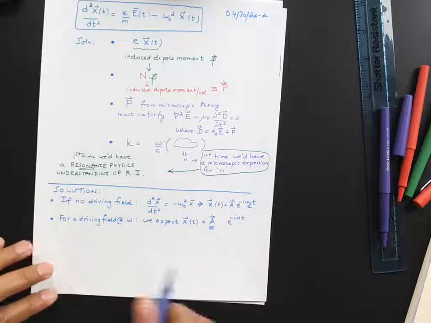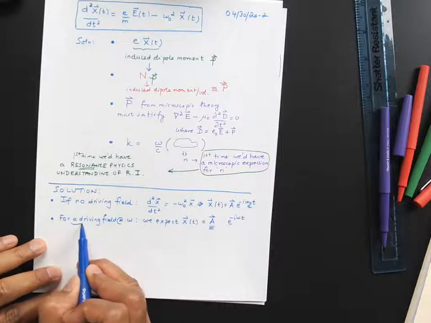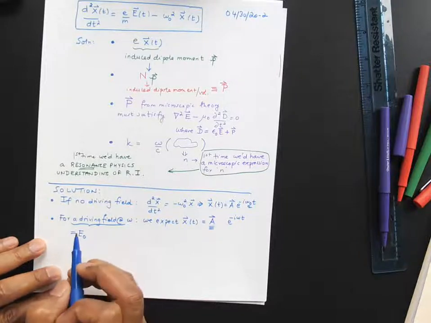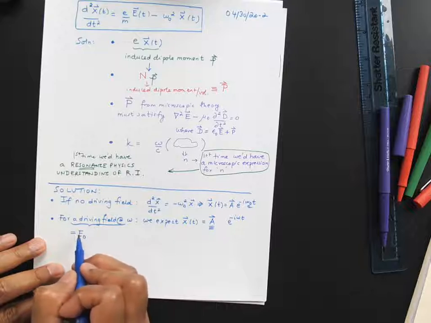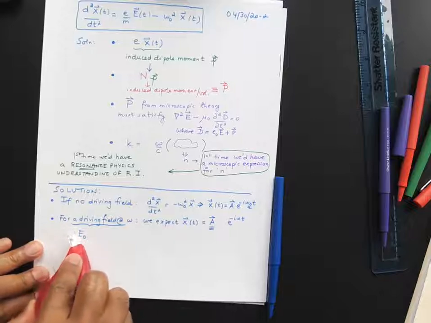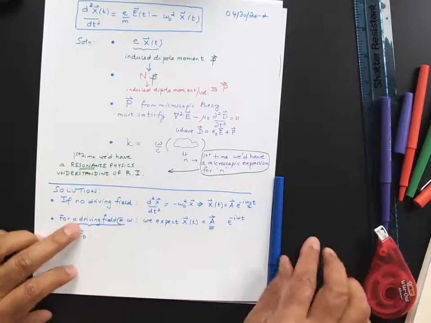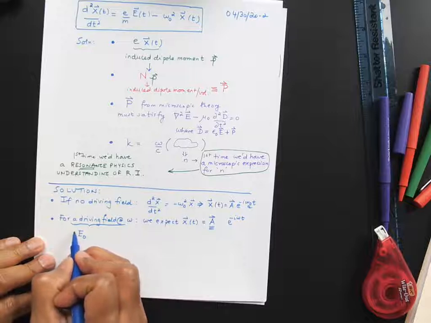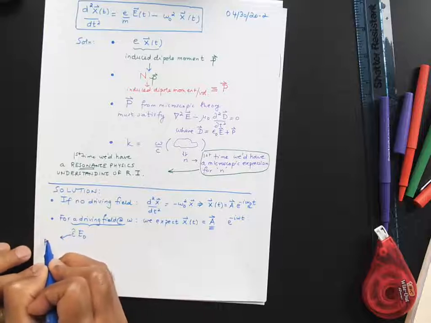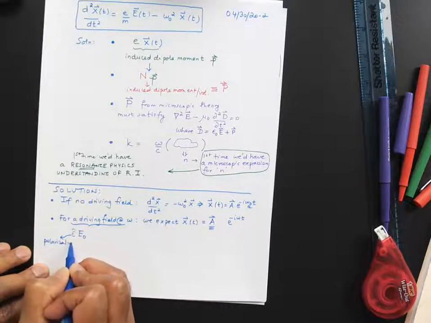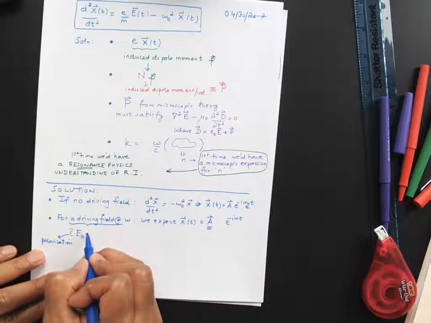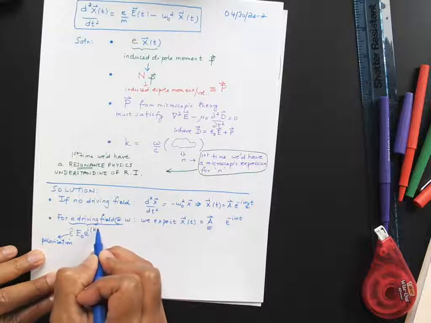So we can try this. Now, of course, the driving field at omega looks like E naught, a vector E naught. And what is the vector E naught? It's just the amplitude times the polarization. That's the polarization. And it's a plane wave, let's say. So it would be e to the i(kz minus omega t).